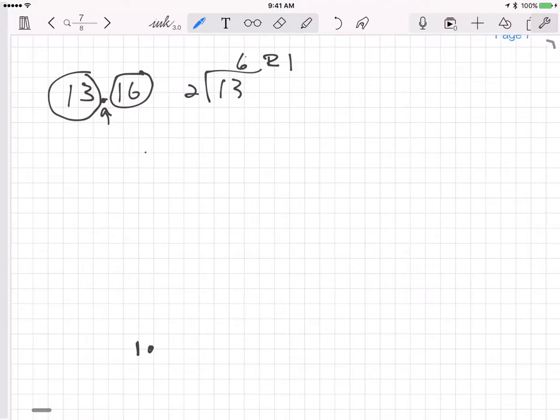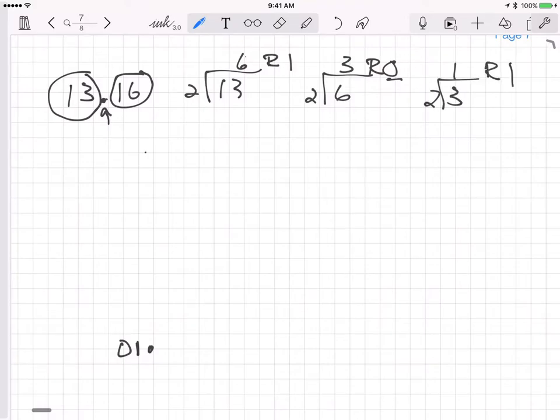Now I have 6 here. I'm going to take 6 and I'm going to divide 6 by 2. That goes in 3 times, and the remainder is 0. So 0 is now my next number that goes to the left of the binary point. Now I take 3 and divide by 2. 2 goes into 3, 1, and a remainder of 1. So now I put a 1 here, and I have a 1 left, so I divide 2 into 1, goes in 0 with remainder 1, and then I put a 1 here.